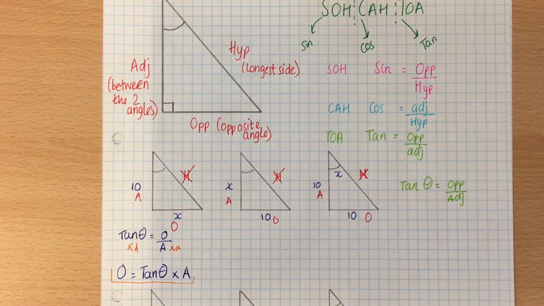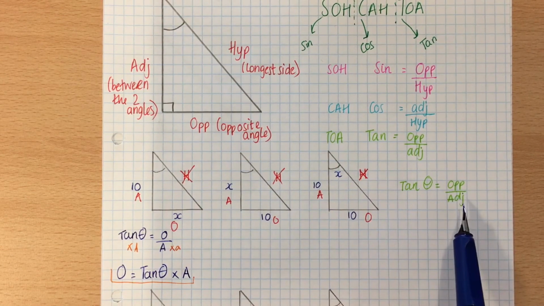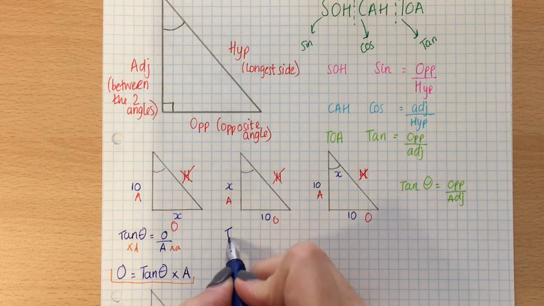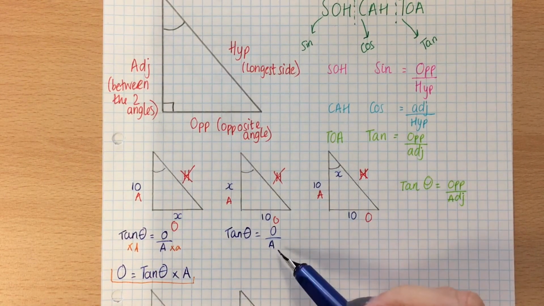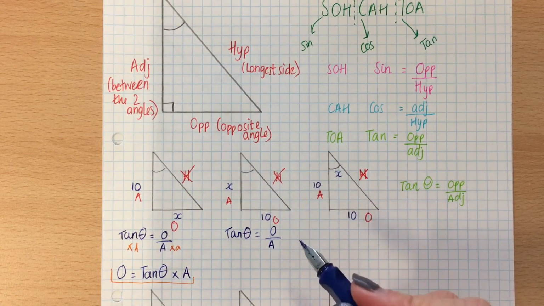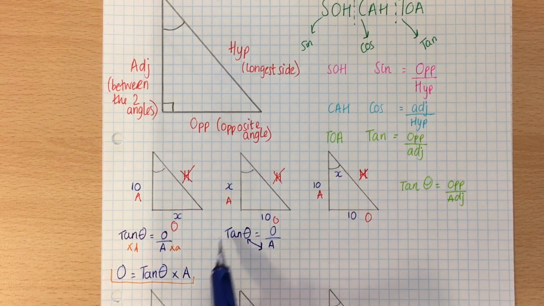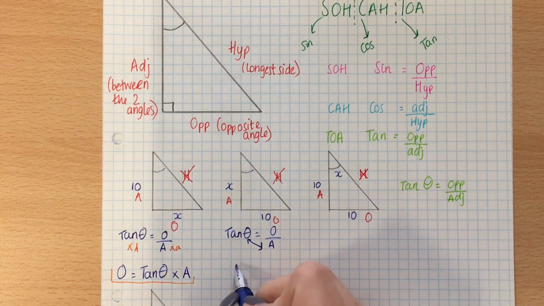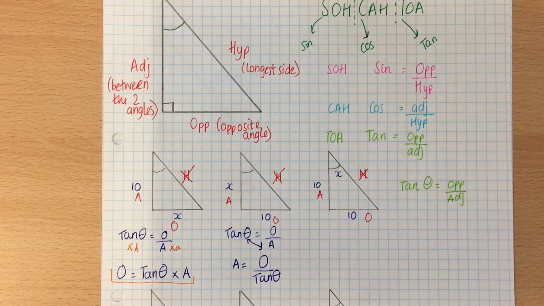Okay, let's have a look at the next one. This time we're working out the adjacent side. So I want adjacent on its own. I've got tan theta equals O over A. Well, I need to get A on its own. So I need to bring it up here, but then I need to get rid of the tan. So actually these two can switch places, can't they? Because if I bring it up here, I'm left with this, and then I would divide by tan. So adjacent equals opposite over tan of the angle.